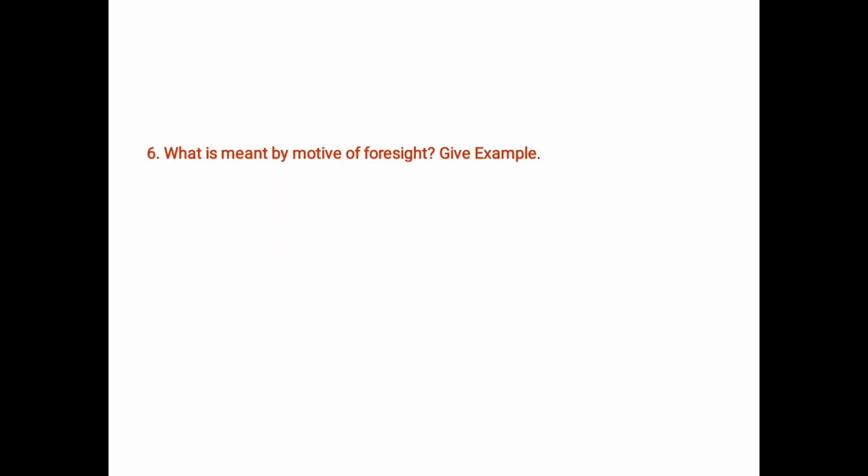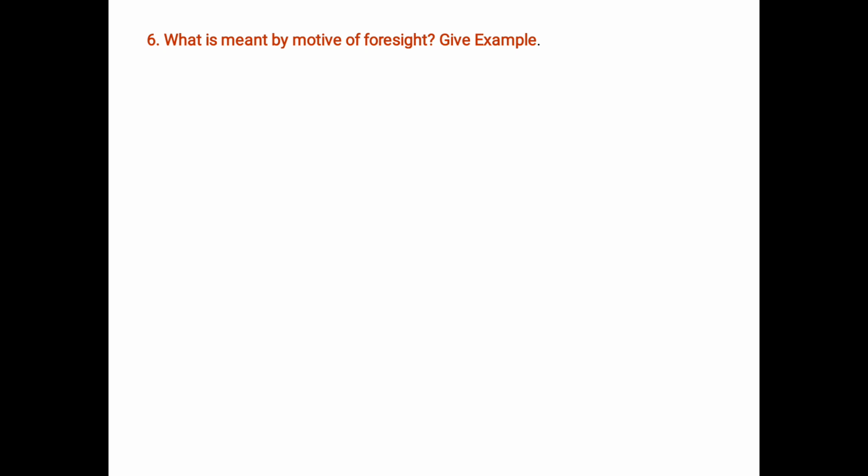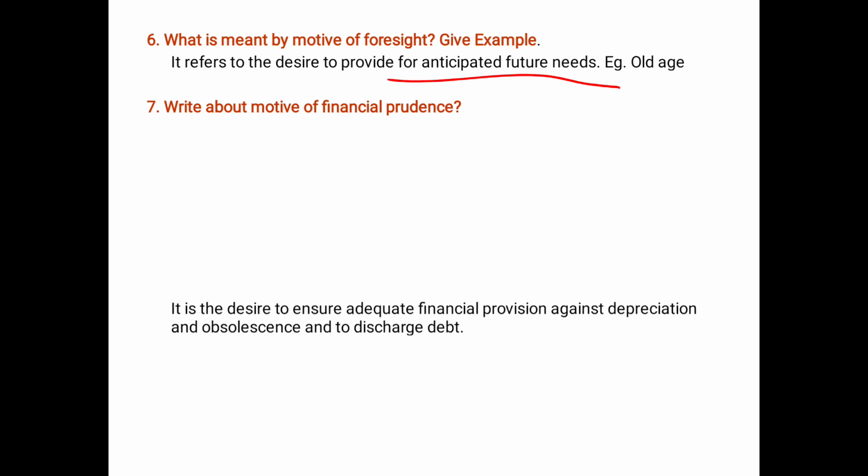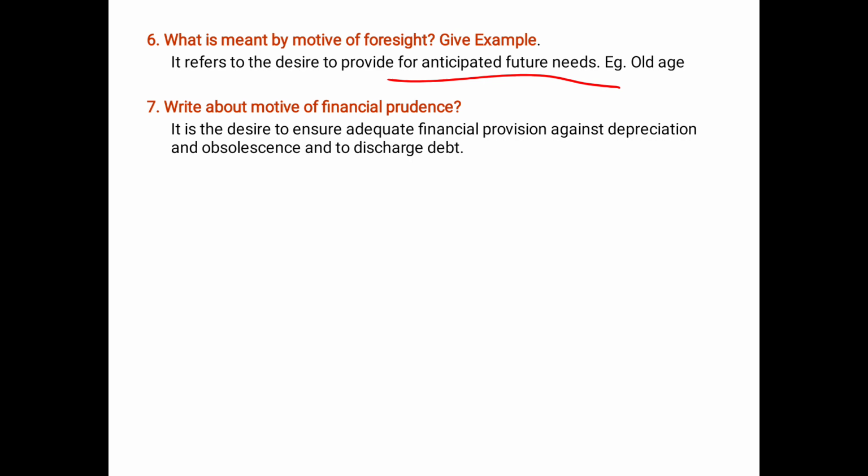Next one, what is meant by motive of foresight, with an example. It refers to the desire to provide for anticipated future needs, especially during old age. For example, pension is an example that I can give you for foresight. That is, you can save it and keep it for the future where you get your pension during old age. So that is for foresight, looking to the future.